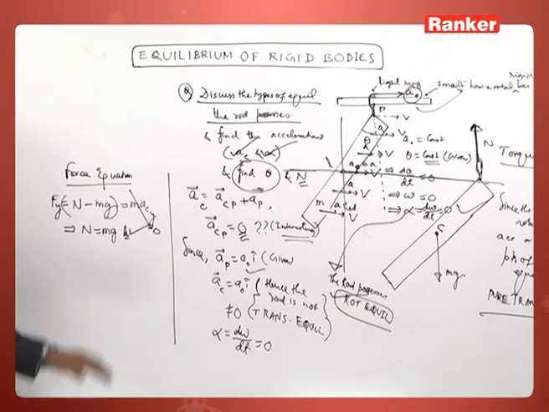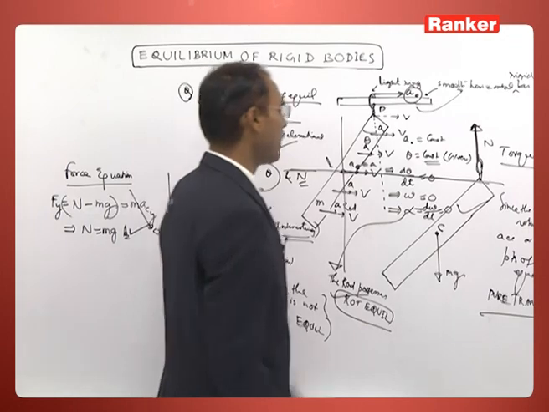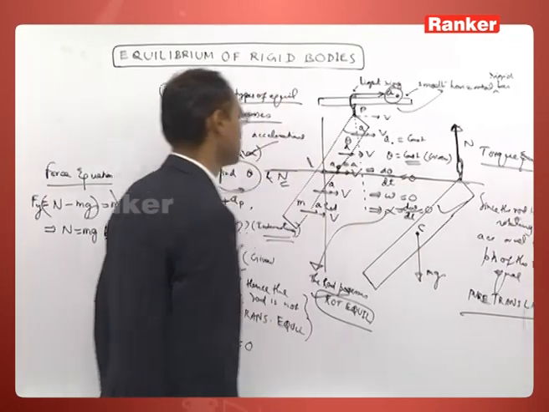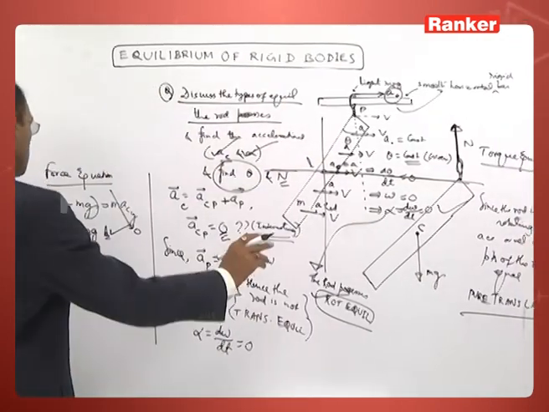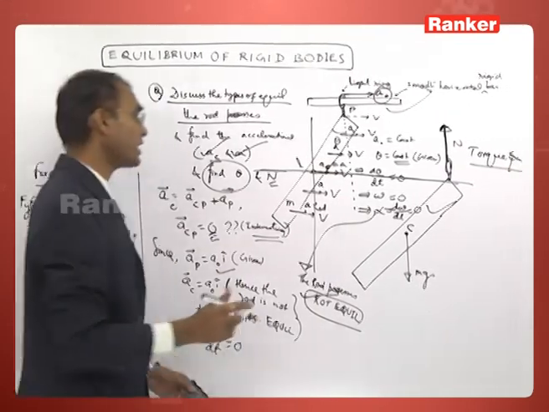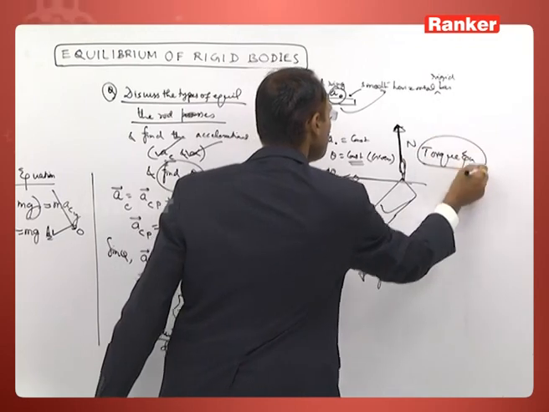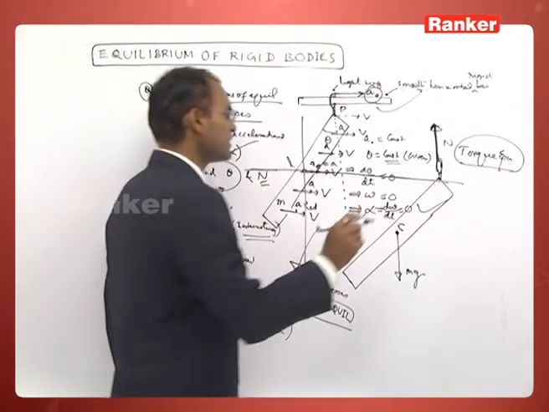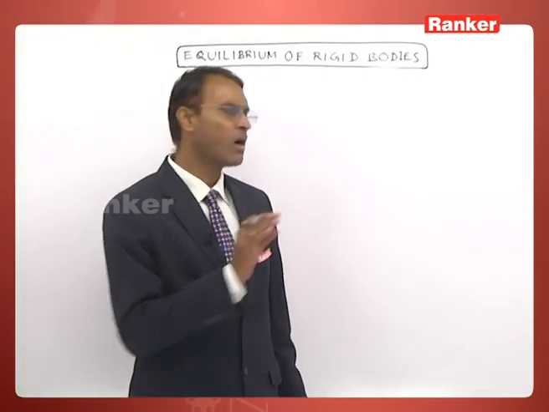The force equation gives us the normal reaction. And we will see what the torque equation will give us. We can write the torque equation. Torque about which point? That's interesting. When you are writing the torque equation, torque about which point? Let us discuss the torque equation now. We have to write the torque equation now.